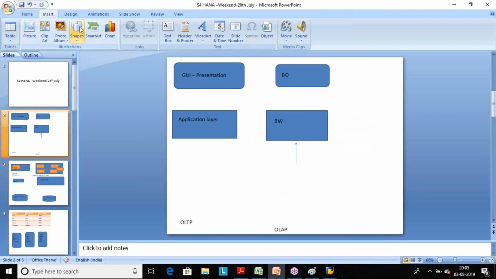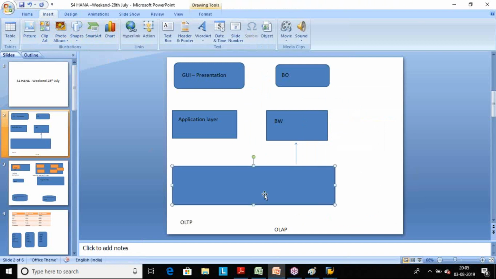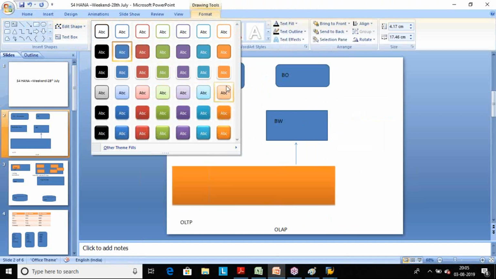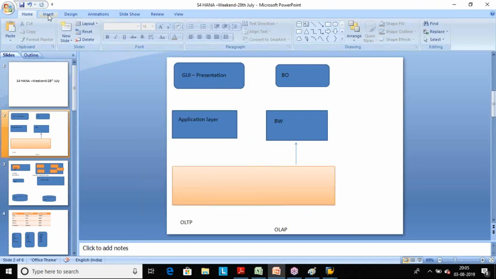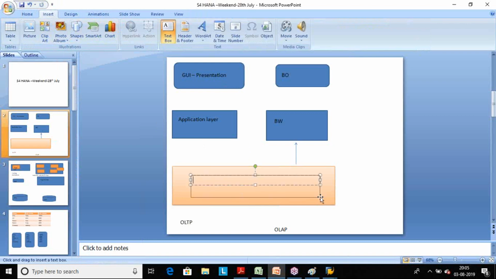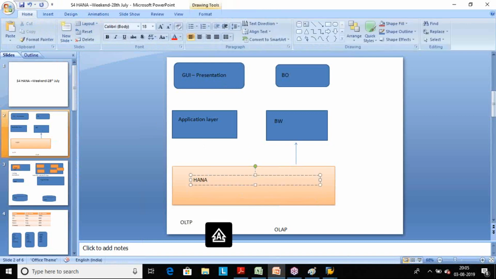Okay, so instead of using all this, I can use this one as HANA database as our primary database.